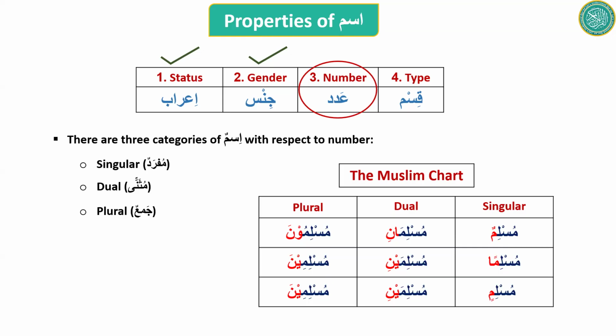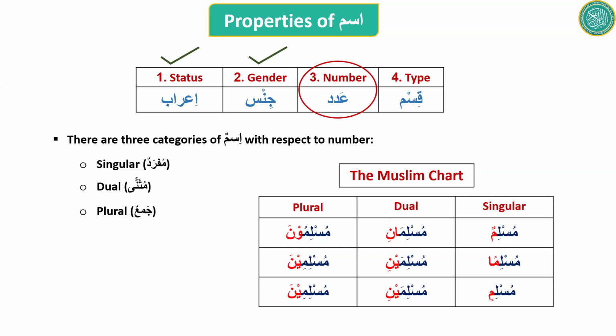If the singular is in nasab status and it is Musliman, as shown here as an example, then the dual will be Muslimaini. Dual will not be Muslimani now, because if the singular is in nasab status, the dual has to be in nasab status as well. So the dual of Musliman will be Muslimaini and the plural of Musliman will be Muslimina.